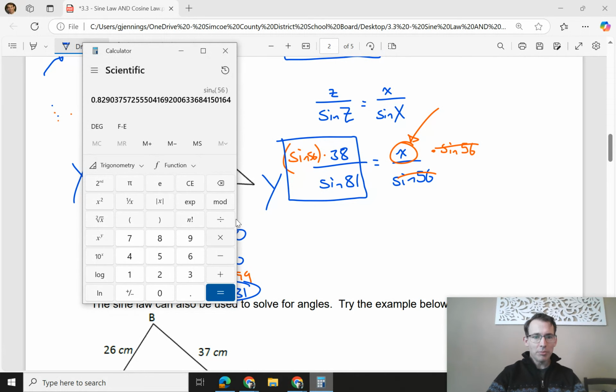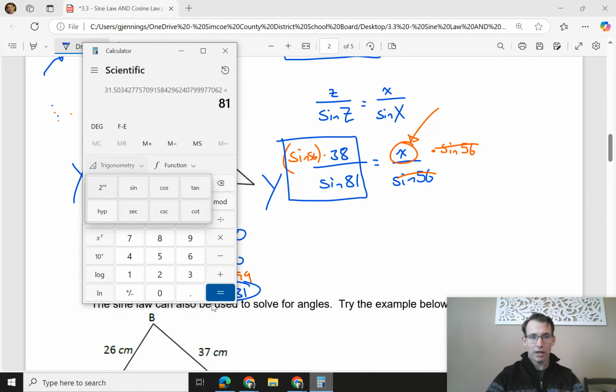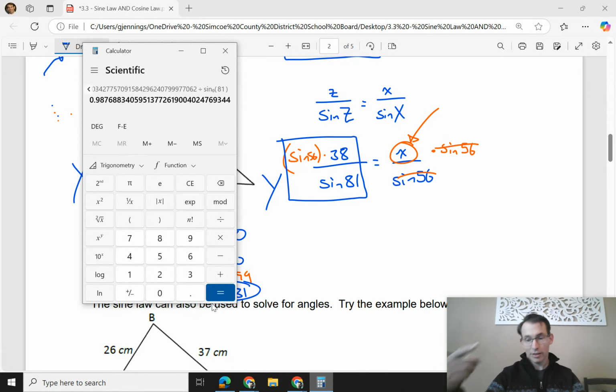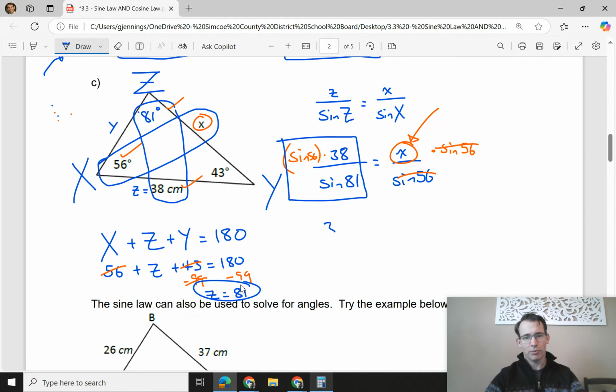Okay, multiply this by 38 equals 31.5, and then I divide by 81. No, I don't divide by 81. I divide by the sine of 81. There's sine 81. It's extremely close to 1. Okay, and then I get equals 31.89. So that's 31.9 for sure. Oh yeah, 31.9. And it's centimeters. So circle it. That is x. X equals 31.9 centimeters.